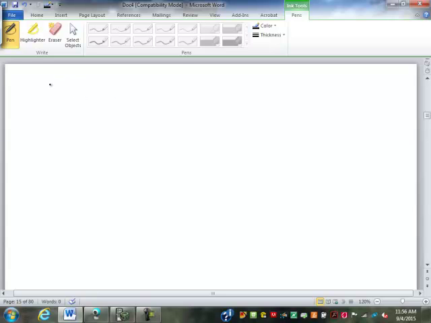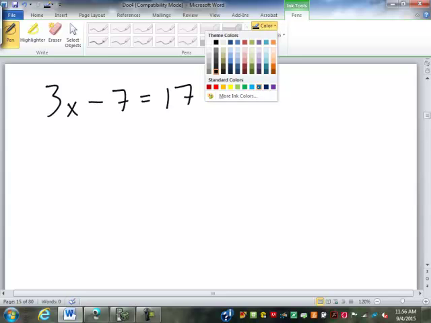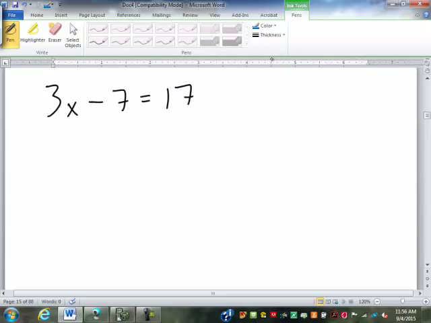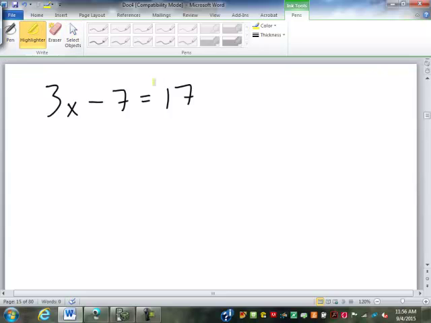We might have this equation again. 3x minus 7 equals 17. Go through the same process. Here's the equal sign. Here's where my variable is. On that side of the equation, what's keeping x from being alone? 3 and 7. What operation is attaching the 3? Multiplication, and the 7? Subtraction.